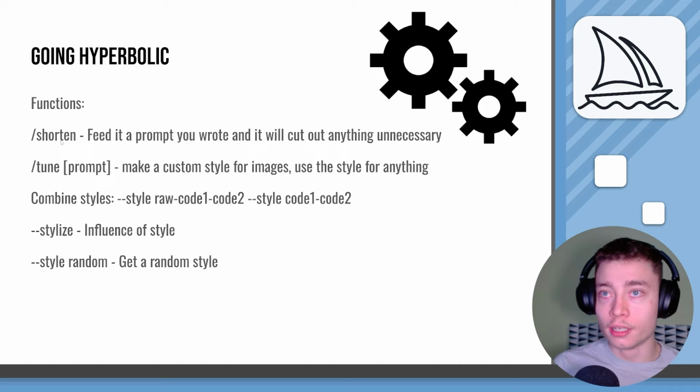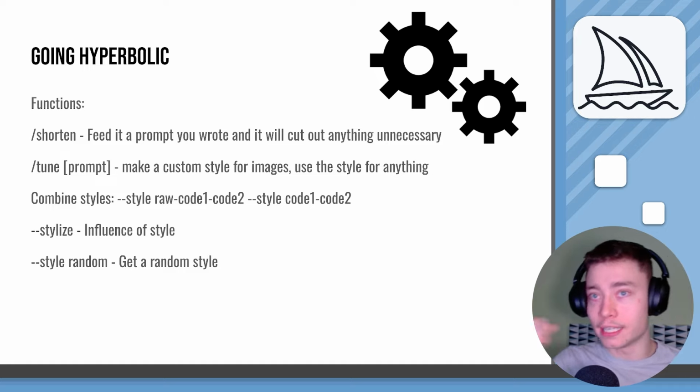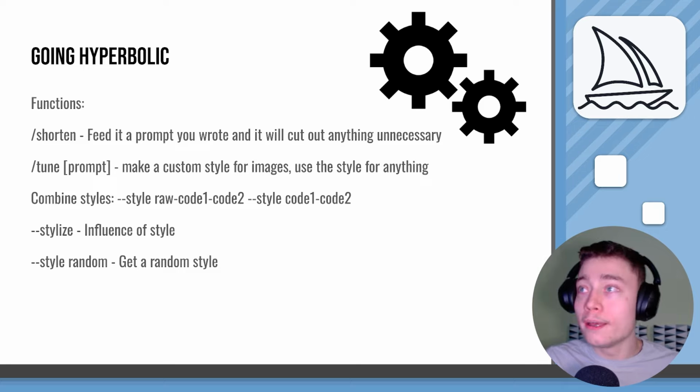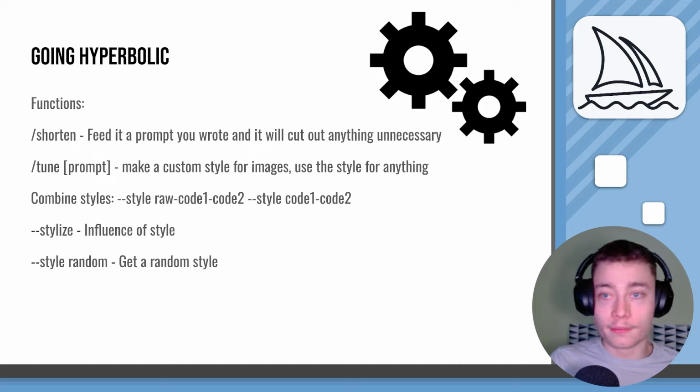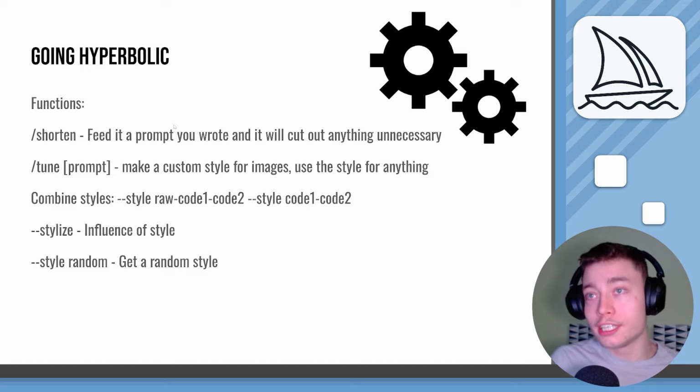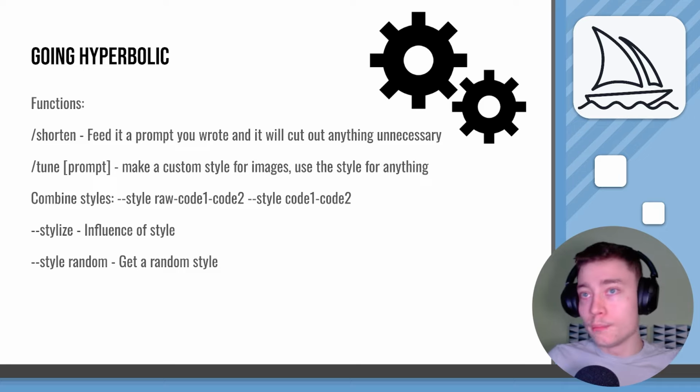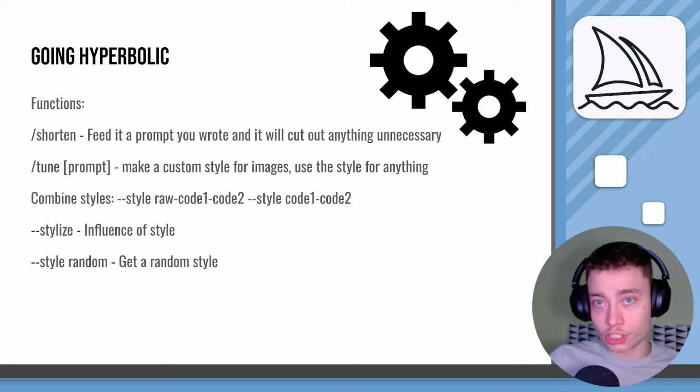/shorten: you can give it a prompt you wrote and it will cut out anything that's not necessary. You can see the way the Midjourney creators intend prompt engineering by feeding it one of your prompts. Now obviously the prompt should have some length. It shouldn't be 2 words. It should have 15, 20, 30 words. And then you can see which words it chose to remove. It's another way to improve your prompting using the shorten function.